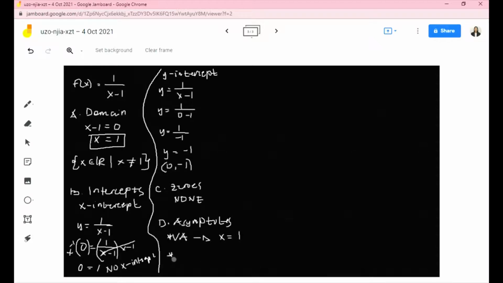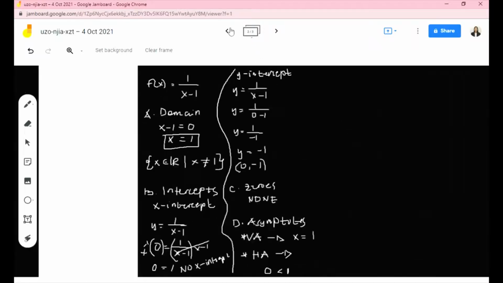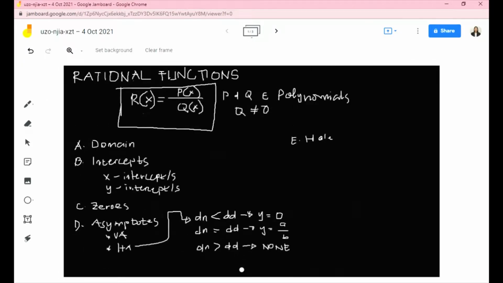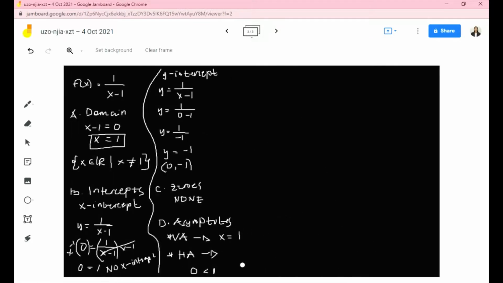Now, let's have the horizontal asymptote. So we have to compare the degree, or the highest degree, in the numerator, that is 0, and the highest degree in the denominator, that is 1. 0 is less than 1, so we'll have to check the form. Degree of numerator is less than the degree of denominator. This gives us y is equal to 0. So y is equal to 0. This will be our horizontal and vertical asymptotes.